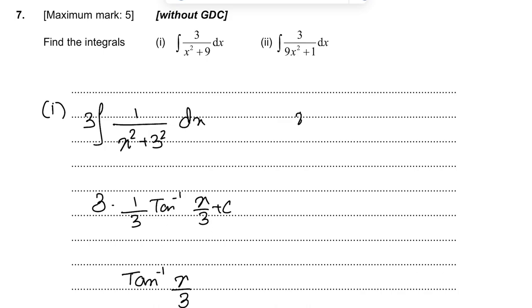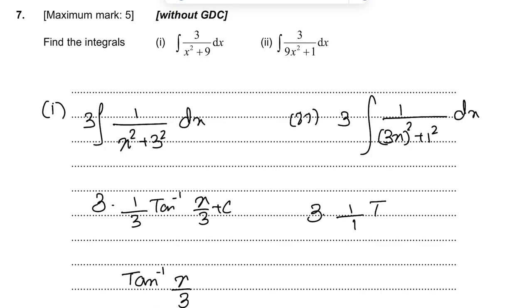Next, part 2. Integral of 1 upon (3x) whole square plus 1 square dx. So it becomes 3 times 1 upon a tan inverse of x upon a times again 1 upon 3 plus c. So what am I going to get as the final answer? Tan inverse of 3x plus c.